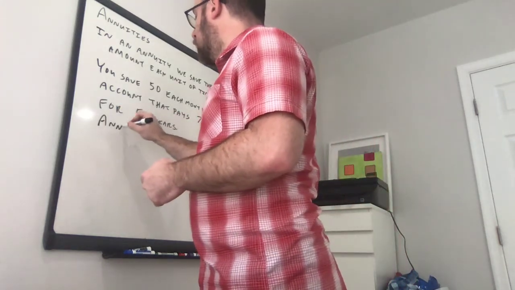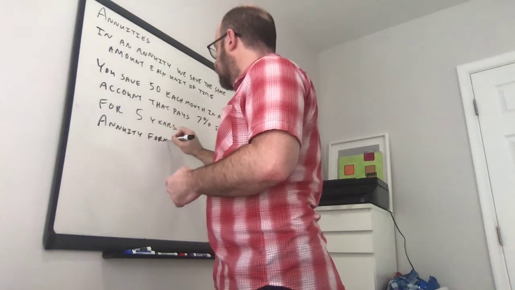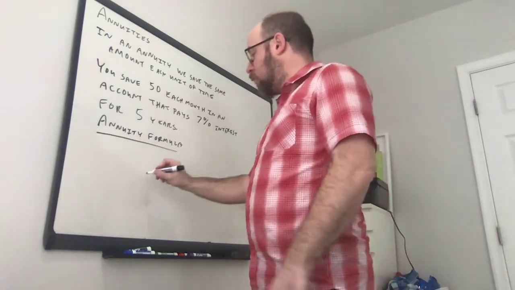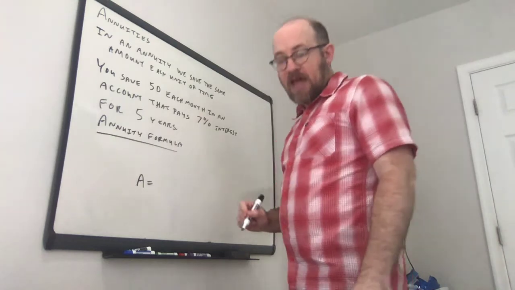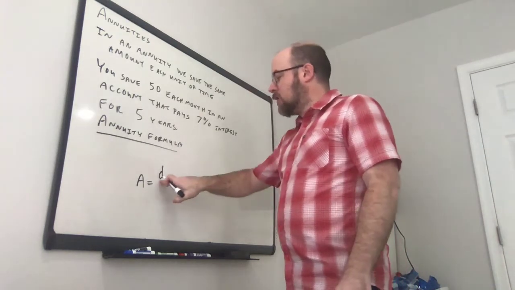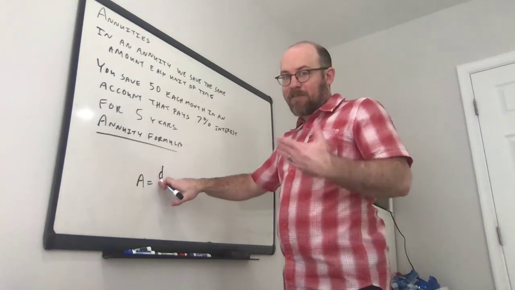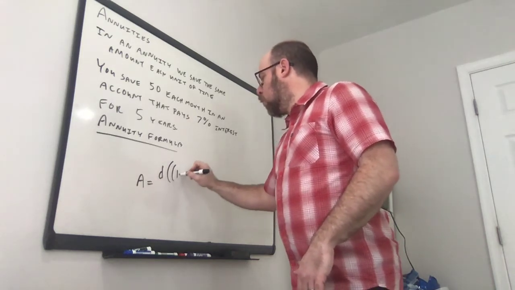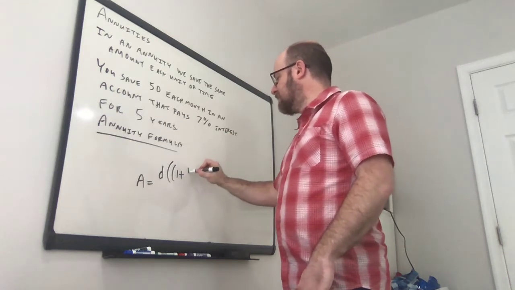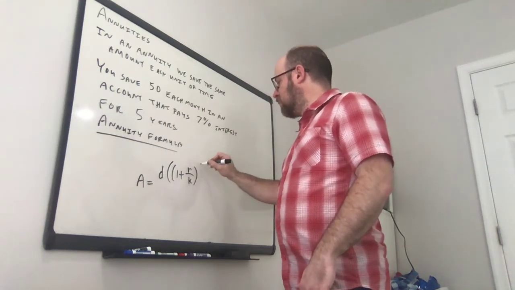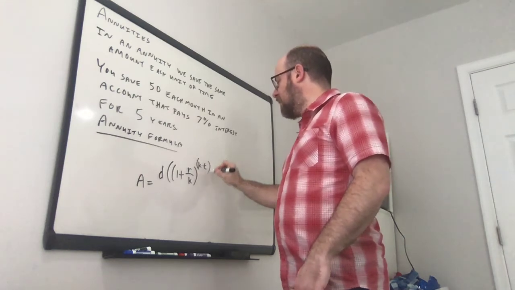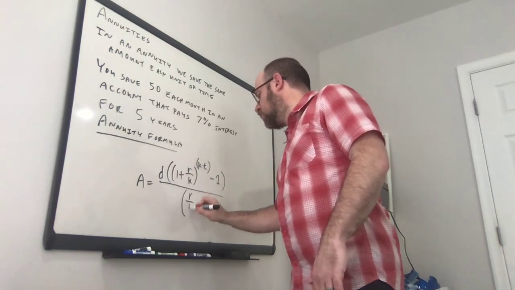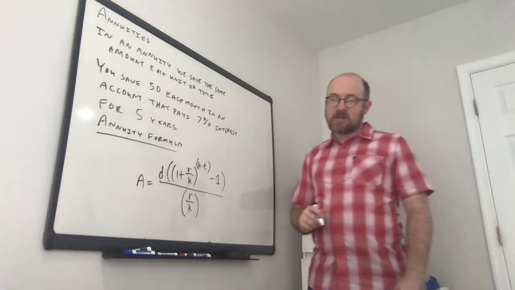So we have a formula for this, what's called the annuity formula. You'll notice it looks kind of like our compound interest formula, but more complicated. The annuity formula says the amount you're going to have at the end of the amount of time is your deposit, whether that's monthly or annual or whatever, however much you deposit each time, times 1 plus the rate over the number of times you compound, to the number of times you compound times the amount of time, minus 1, divided by the rate over the number of times you compound. This is the annuity formula.